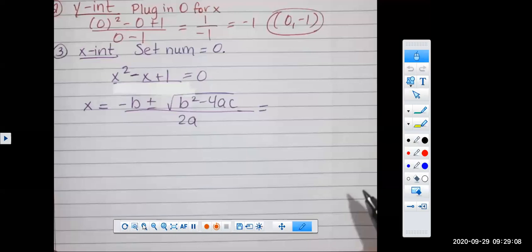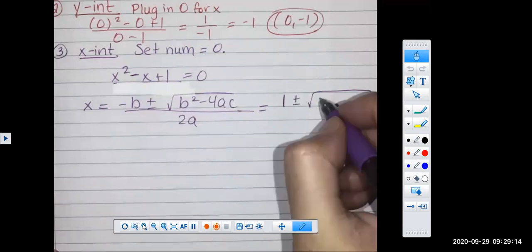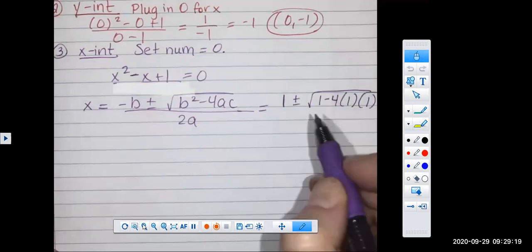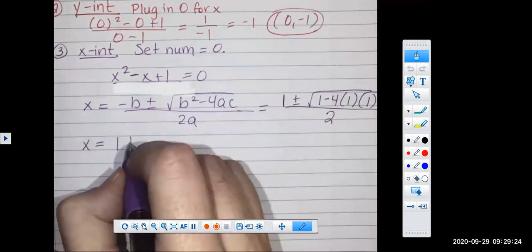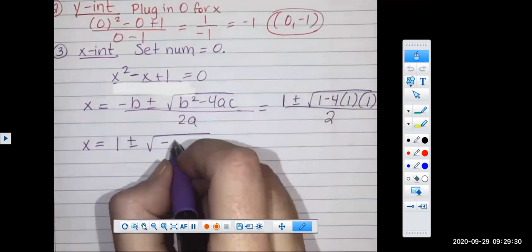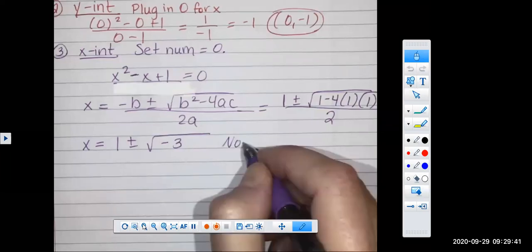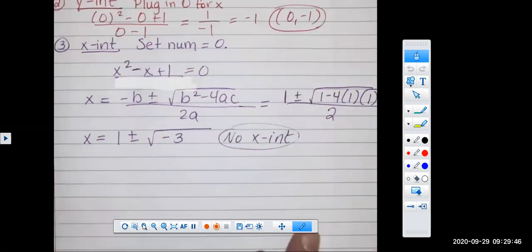Okay, so plug in, you get 1 plus or minus the square root of 1 minus 4, where a is 1, c is 1, all over 2. Okay, look, you get a negative underneath the radical. So are there any x-intercepts? There's no x-intercepts. Once I start getting imaginary roots and answers, done. No x-intercepts.